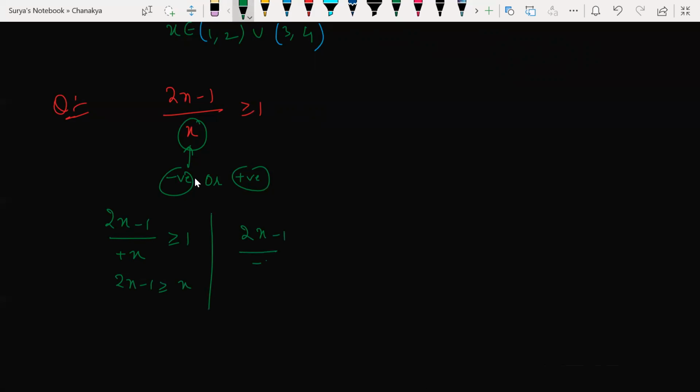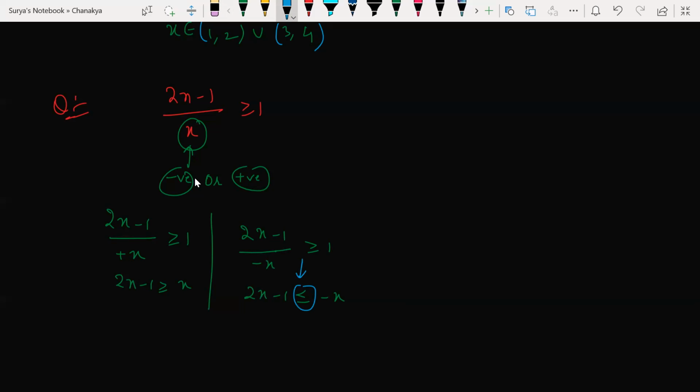If I divide, 2x minus 1 minus x greater than or equal to 1. So 2x minus 1 minus x. Then is the inequality changing or not? We are dividing with a minus here, so the inequality changes as per the property. Yes, the inequality changes here. So you cannot write like that.